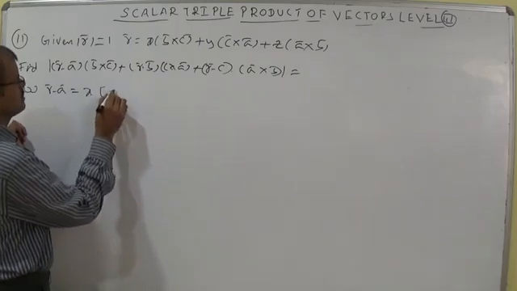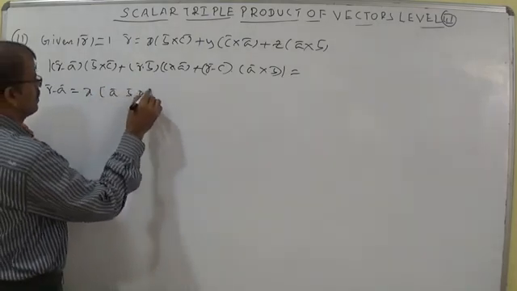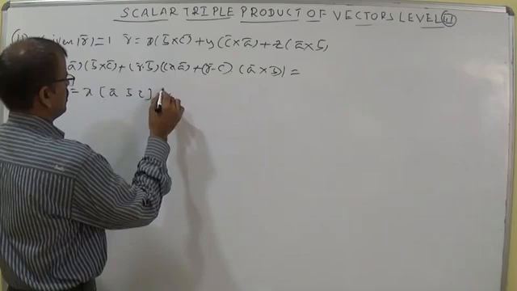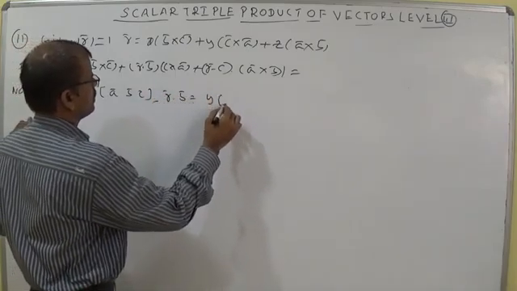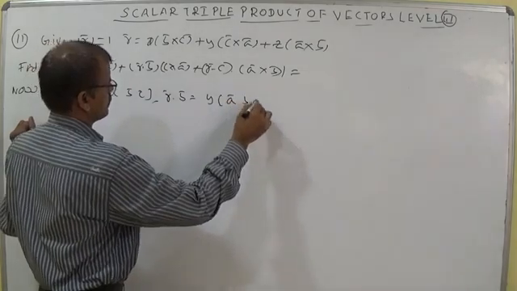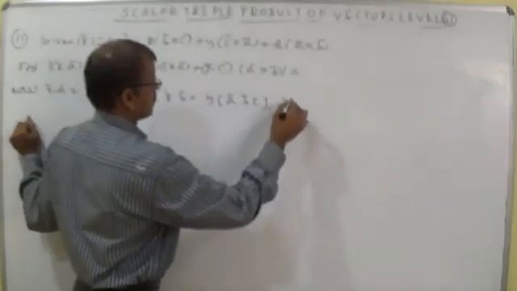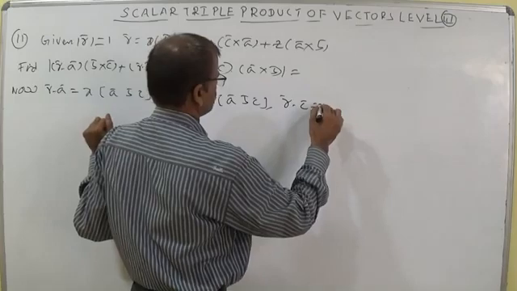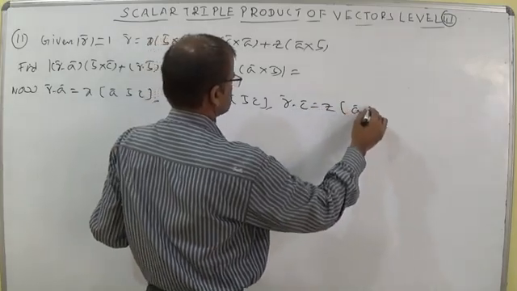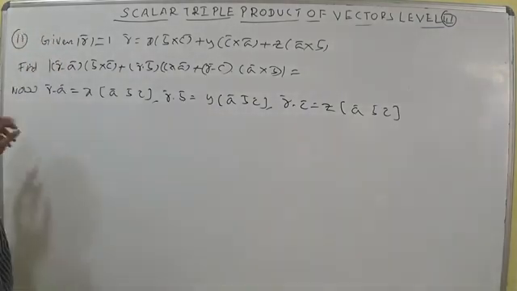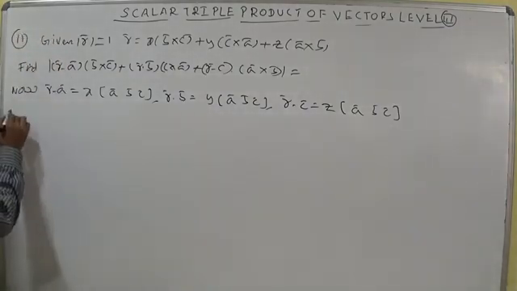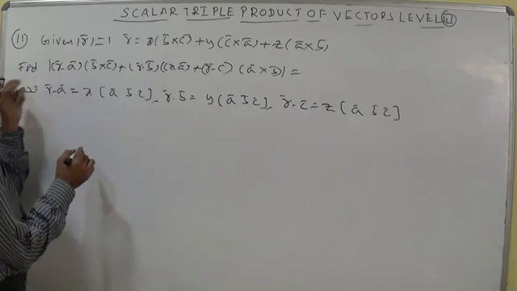X box ABC we can write. Like that, R bar dot B bar is equal to y into box ABC. Next, R bar dot C bar is equal to z into box ABC. Now this one you should calculate.